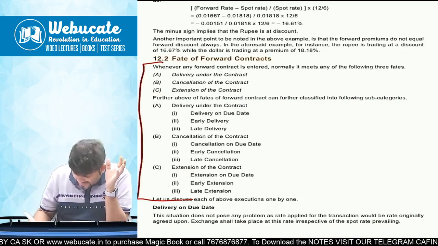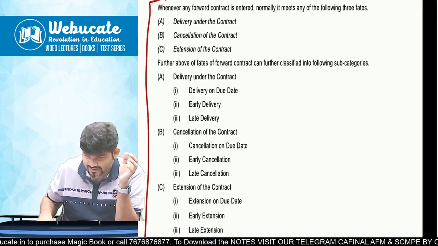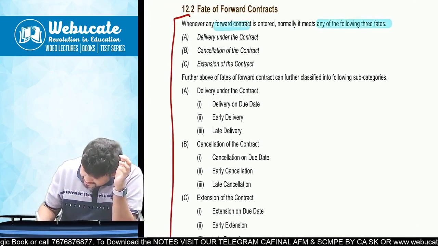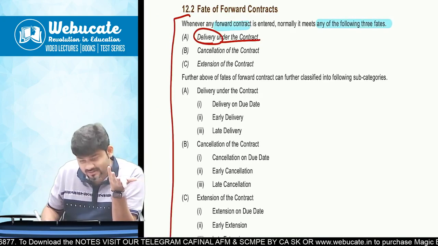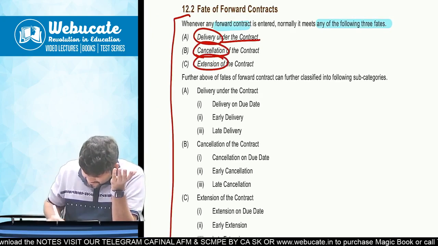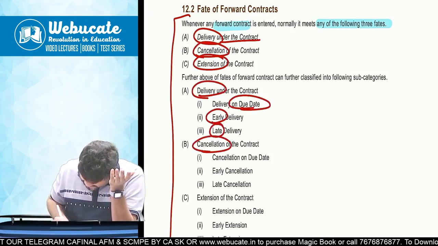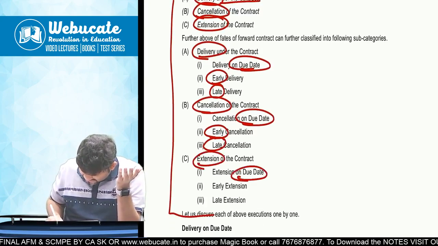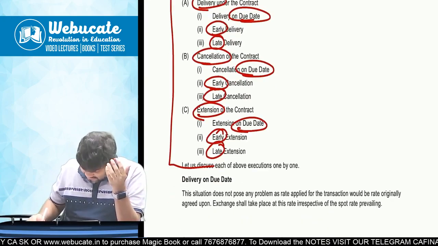We'll now start with the question and answer. See now, ICAI, let's open this. This is your Alma Mater, this is your Gita, Bible, Quran. ICAI module: whenever any forward contract is entered, normally it meets any of the following fates. Delivery under the contract, cancellation, extension. But delivery also has three things: on due date, early, late. Cancellation also has three things: on due date, early, late. Extension also has three things: on due date, early, late. Right? So now we are going to do all of this one by one.